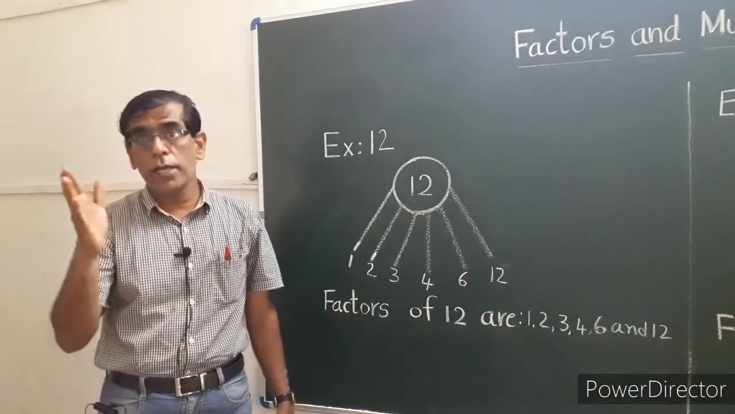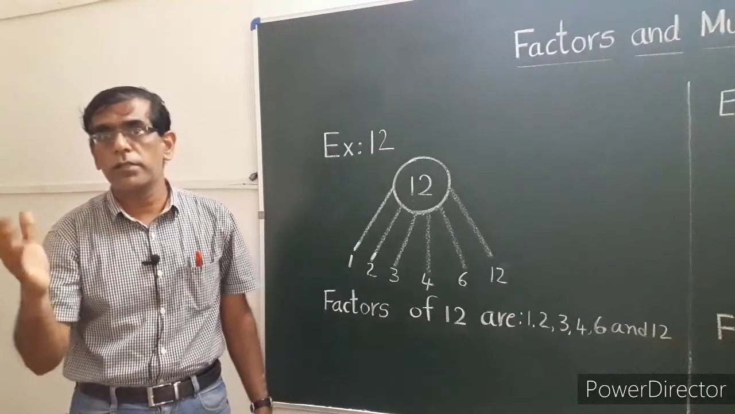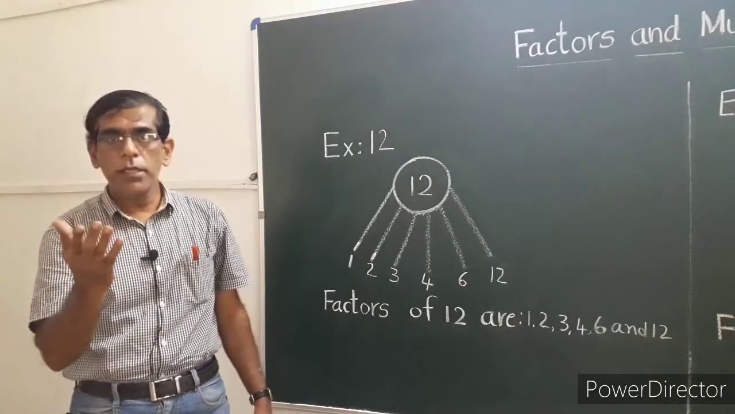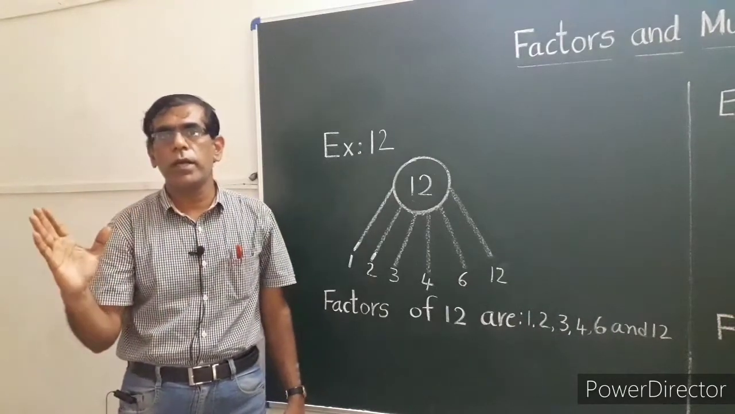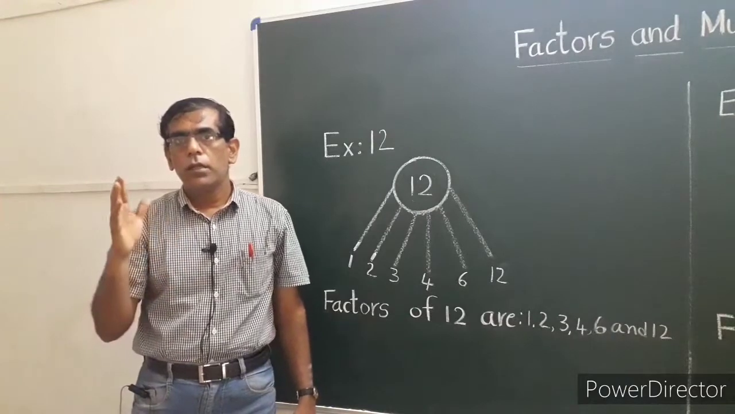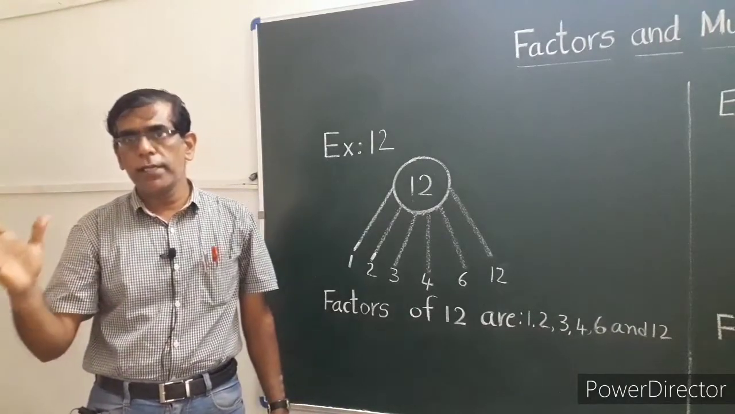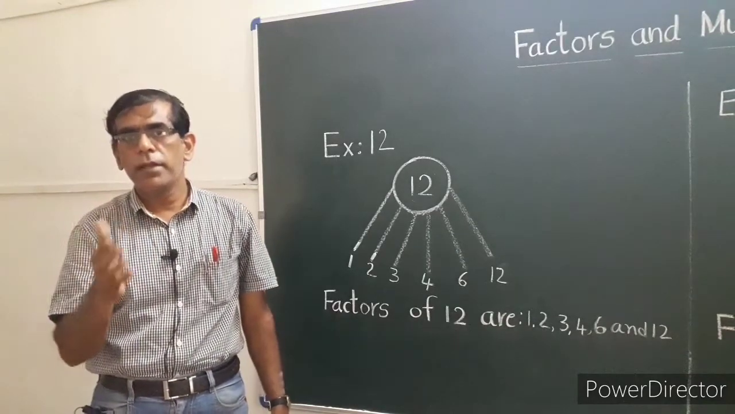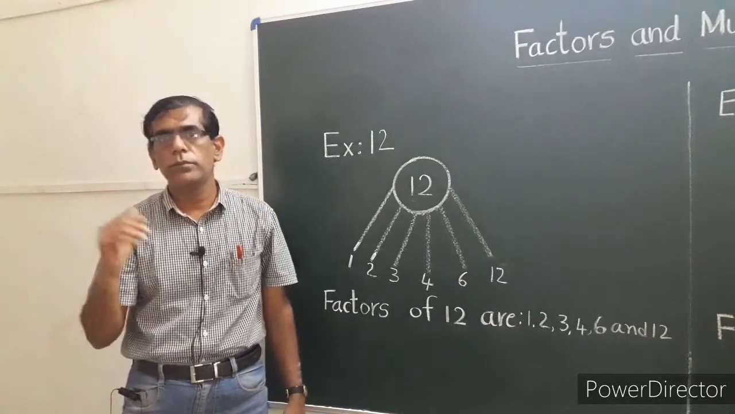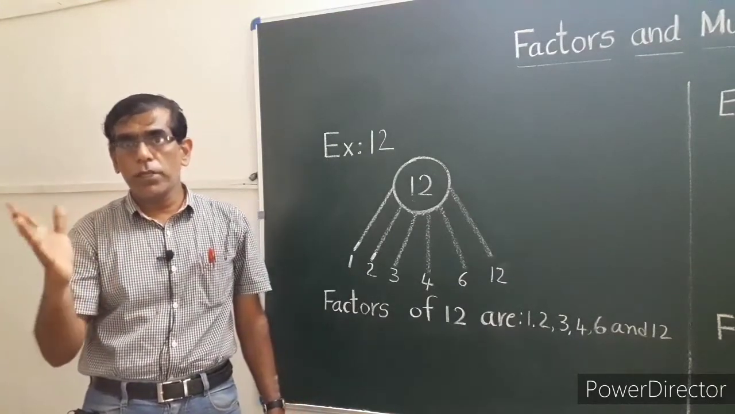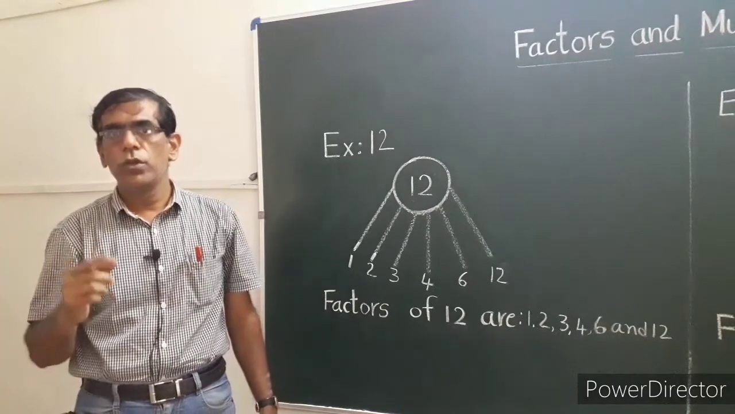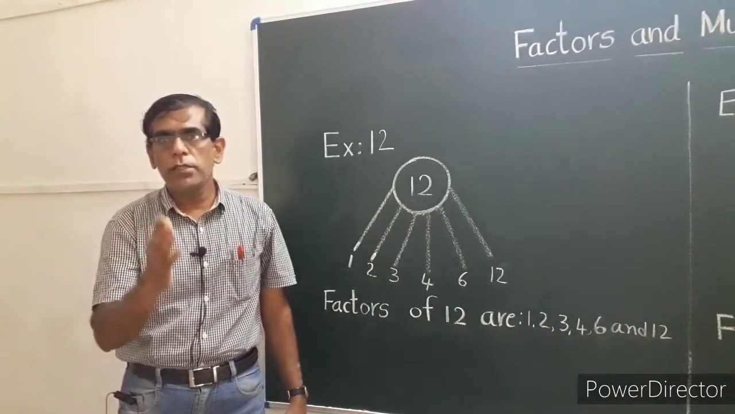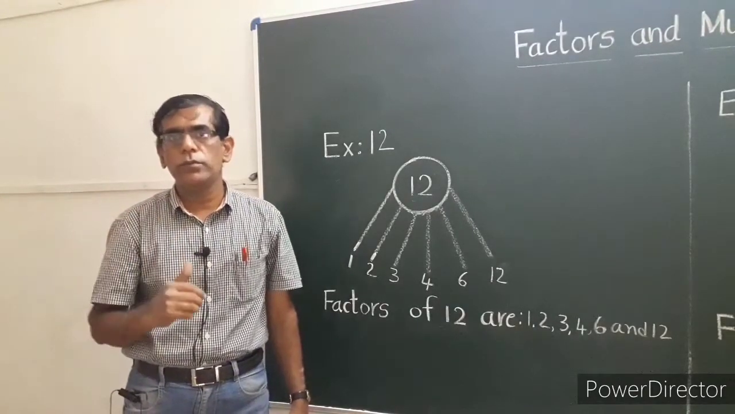If I distribute 9 chocolates out of 12 chocolates, 3 chocolates remain, then 9 is also not a factor of 12. Then if I distribute 10 chocolates, 2 chocolates remain, then 10 is not a factor of 12. If I distribute 11 chocolates out of 12, 1 chocolate remains, then 11 is also not a factor of 12.